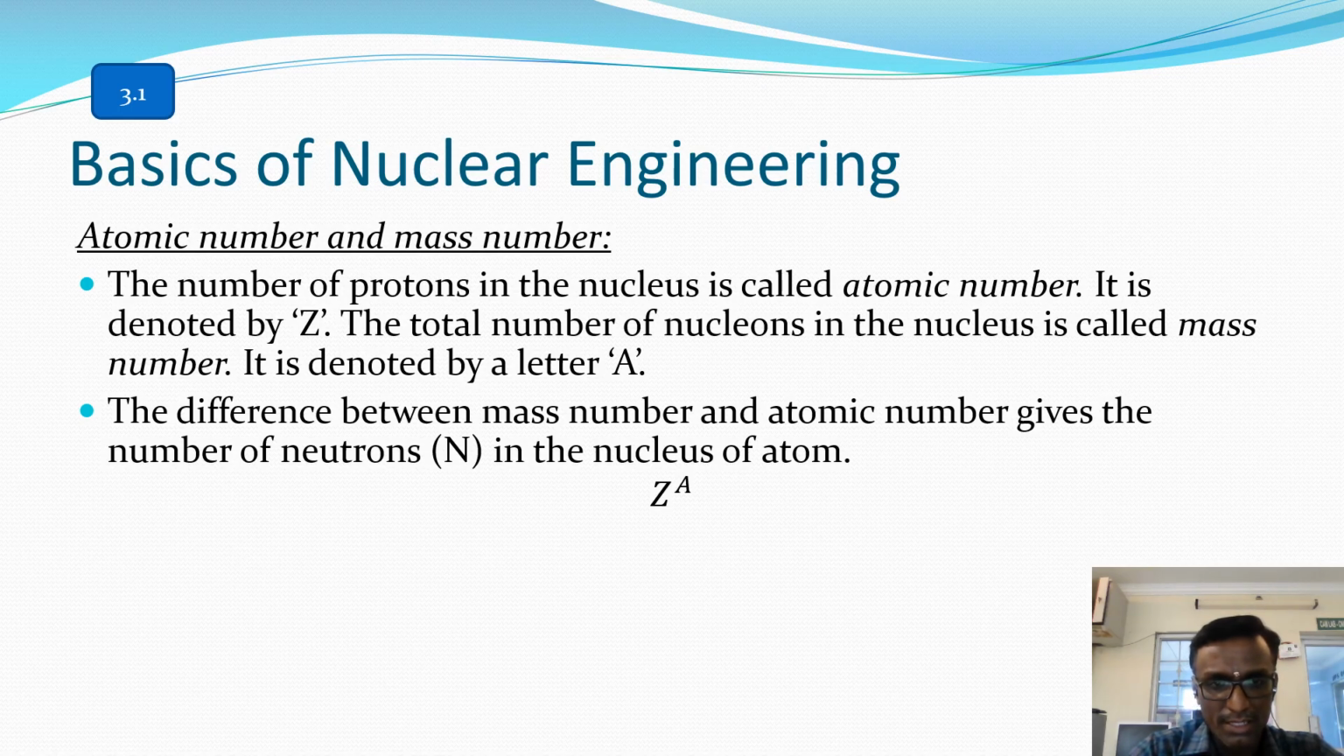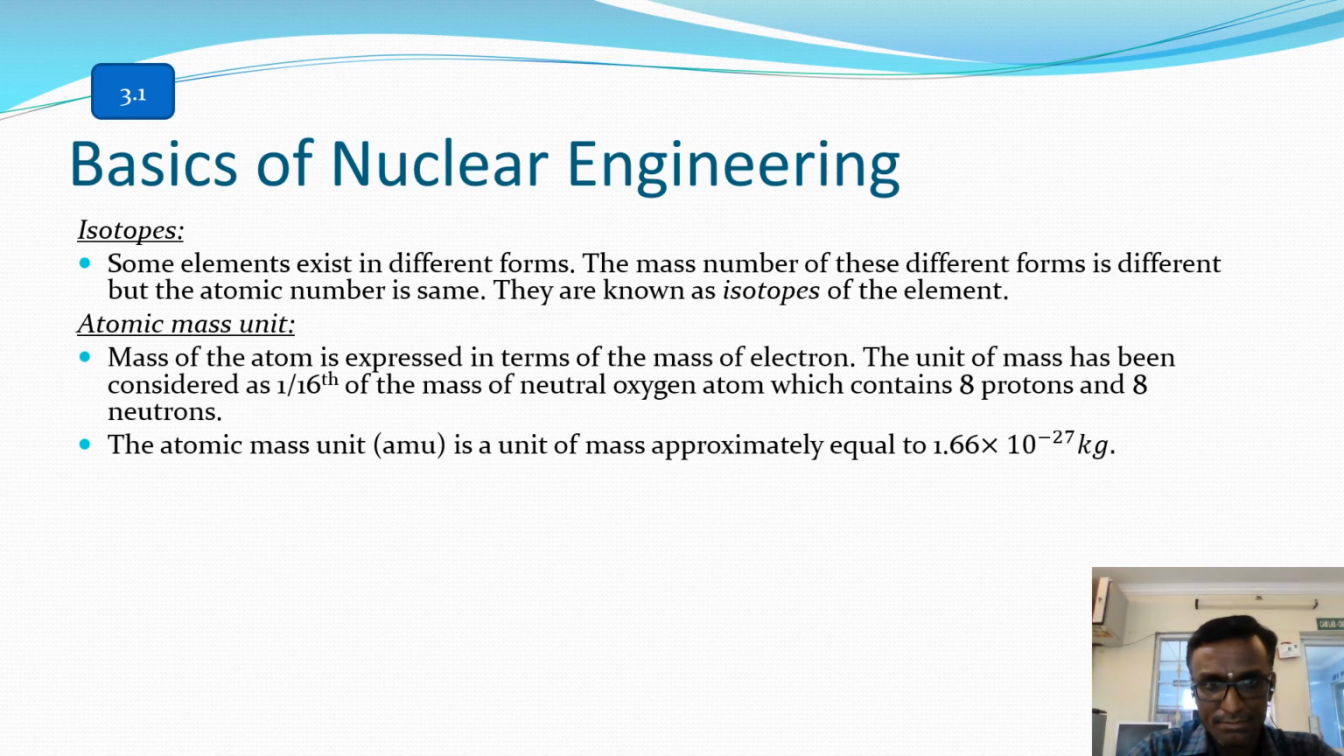So what is the difference between the mass number and the atomic number? It gives the number of neutrons present in the nucleus. So wherever you want to find out the number of neutrons, this calculation is much needed for the reaction to take place in the given component. So this number of neutrons is nothing but the difference between the mass number and the atomic number.